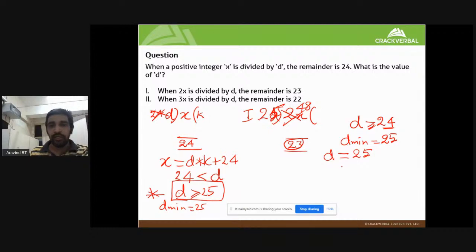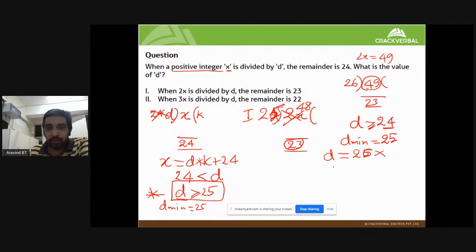Now, think about it. Some of you may come back and say, okay, what if D is 26? Now, if D is 26, think about it, 26 giving a remainder of 23 means this is 49. If 2x is 49, x becomes a decimal. X can't be a decimal because x is a positive integer. So we can conclude that we cannot have odd numbers here. We can only have even numbers. So D equal to 26 is ruled out.